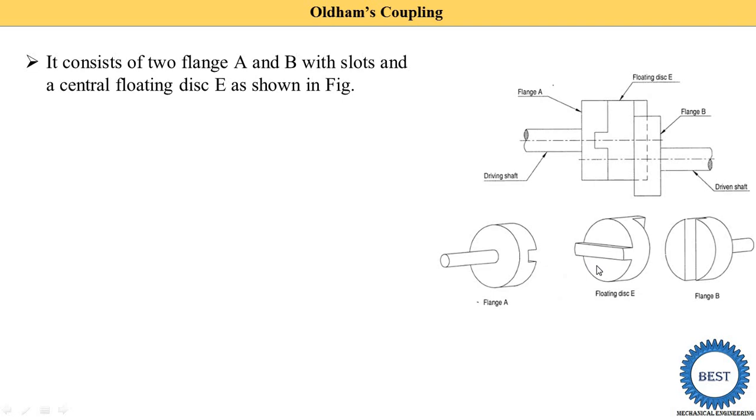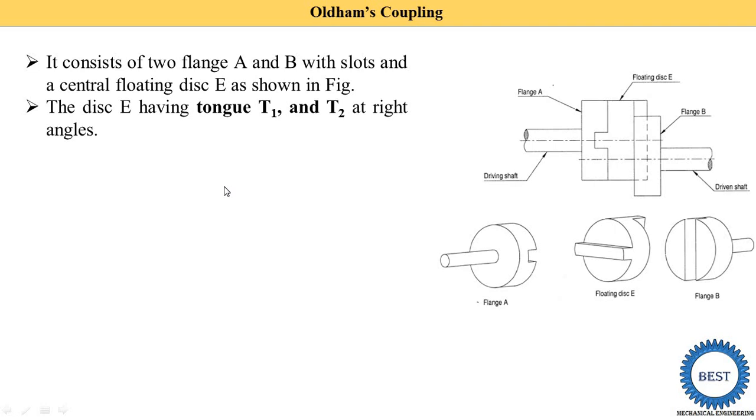In some books, its name may be given differently. Instead of flange A, they mention driving flange. Instead of flange B, they mention driven flange, and instead of floating disc E, they mention the intermediate flange. Okay, so its name may be different in different books.